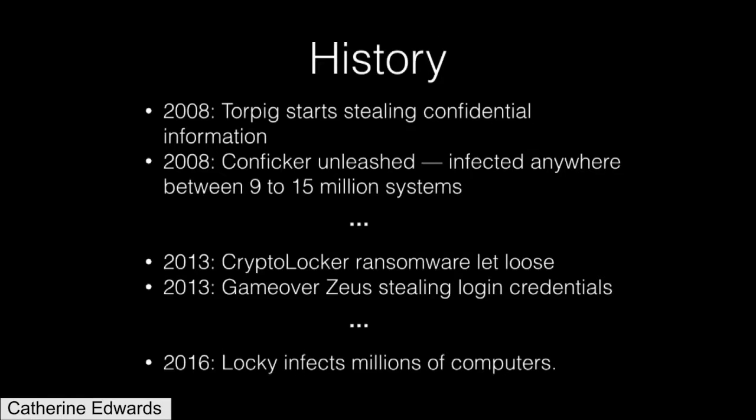Looking at the history of some of this malware, all the way back in 2008 we see things like Torpig and Conficker, and Conficker infected anywhere between 9 and 15 million computers. Then we have CryptoLocker and Gameover Zeus in 2013, and as recently as 2016, things like Locky that are infecting millions of computers. The commonality between a lot of these is that they're all calling back to a central command and control server. So the question is, how does this malware reach those servers?